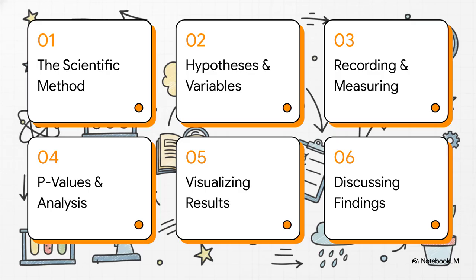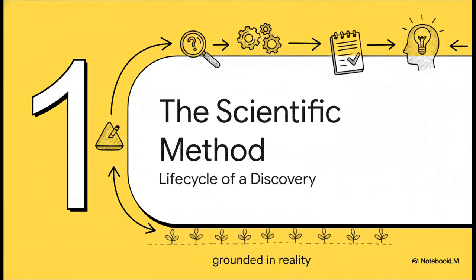In this explainer, we'll follow the complete life cycle of a discovery. We're covering the scientific method process, hypotheses and variable types, recording and measuring data, deciphering p-values, visualizing the final results, and finally discussing and sharing those findings. All right, let's jump right into part one, the scientific method process, the life cycle of a discovery.